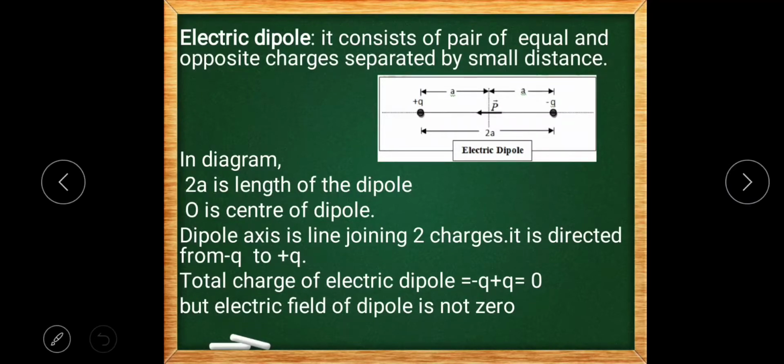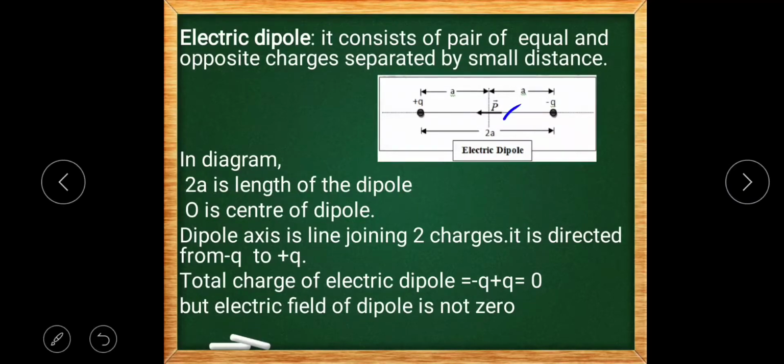In the diagram, 2a is the length of the dipole, O is the center of the dipole. The dipole axis is the line joining the two charges. It is directed from minus q to plus q. It is represented by the arrow mark.